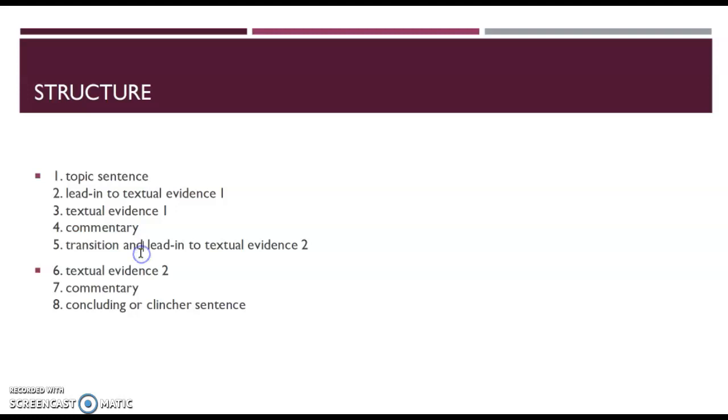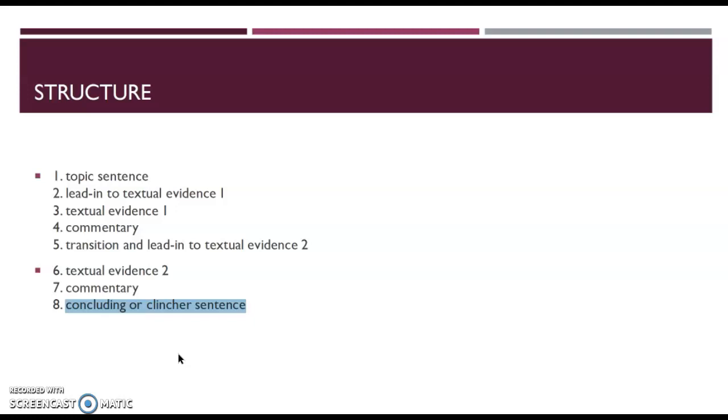Followed by a transition that leads into another piece of textual evidence or quote or little nugget. Provide the textual evidence, and then of course include your commentary or your analysis, and then a concluding sentence that connects back to your thesis statement and further develops the so what, or the idea that the message, the theme, the larger implication.